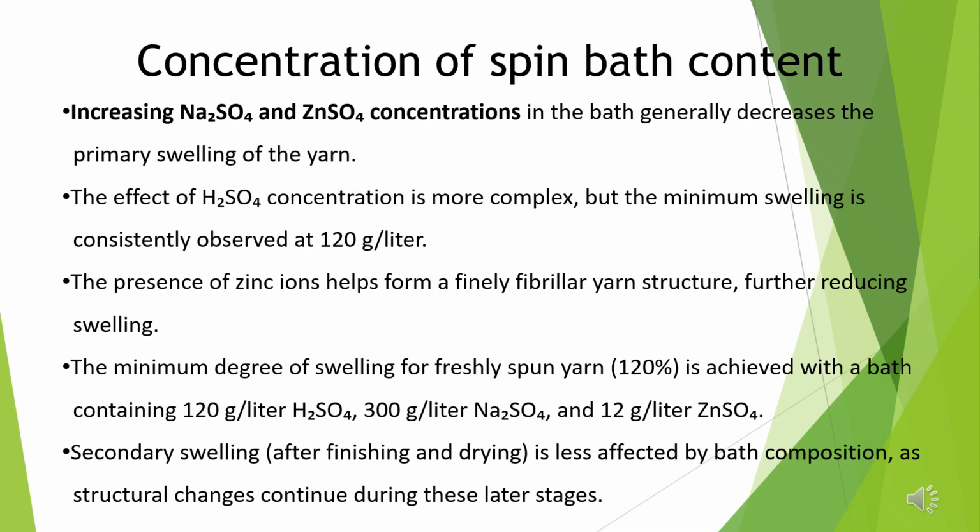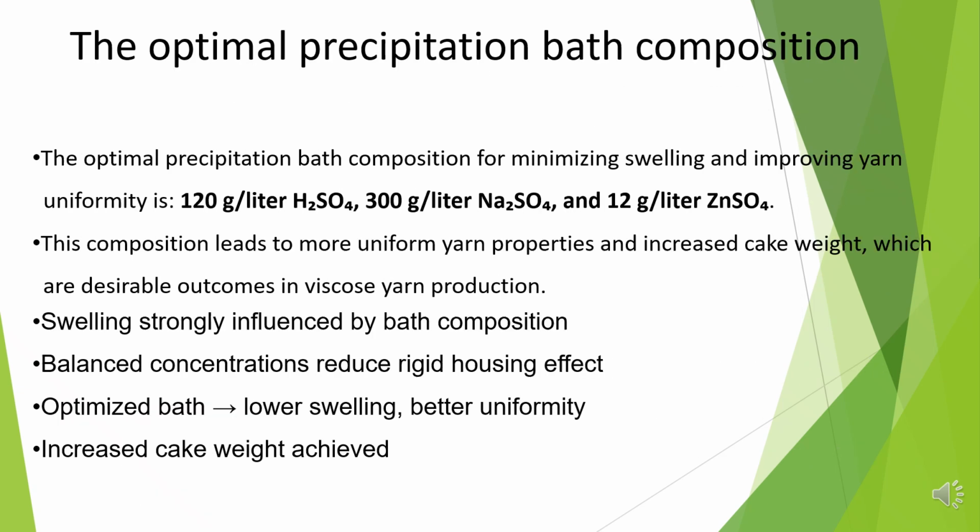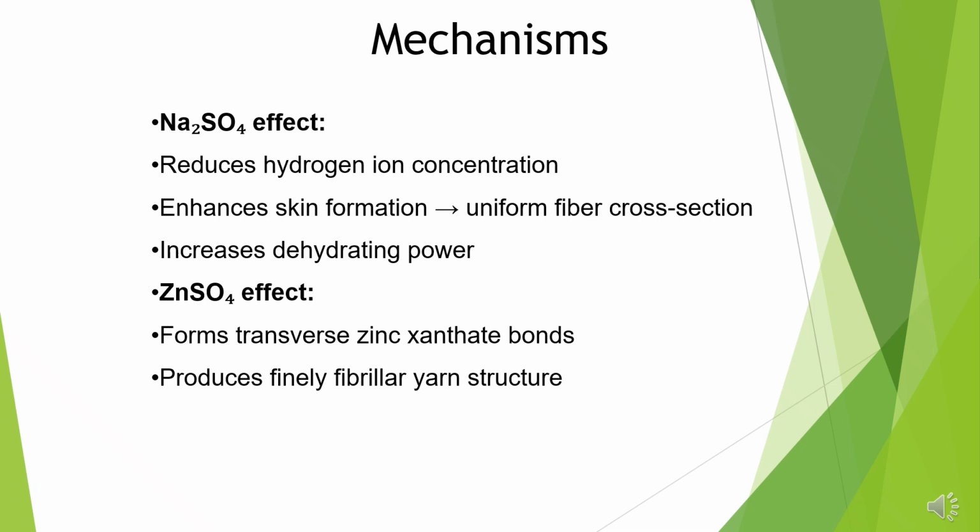Right concentrations of sulfuric acid, zinc sulfate, and sodium sulfate in the spinning bath is very important to minimize swelling, enhance fiber properties, and increase cake weight. By balancing acid and salt concentrations, swelling was reduced, uniformity improved, and cake weight increased. Sodium sulfate reduces hydrogen ion concentration and strengthens fiber uniformity, while zinc sulfate promotes fibrillar structure through transverse bonding.